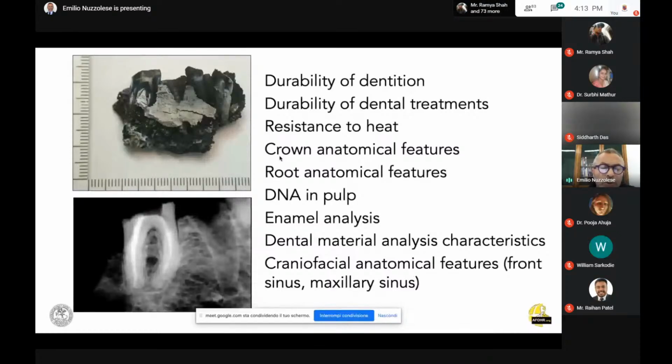We can do, as I will show you, also some very useful analysis of the enamel, which allows us to get an idea of the geographical origin of the human remains. And we can also do an analysis of the dental material that we find on our human remains. Dental materials have characteristic formulas of compositions. We have compositions of alloys, we have compositions of composites, and all these dental materials can give an idea of the geographical origin of the unidentified human remains. Also, we can use other anatomical features like the frontal sinus, the maxillary sinus shape.